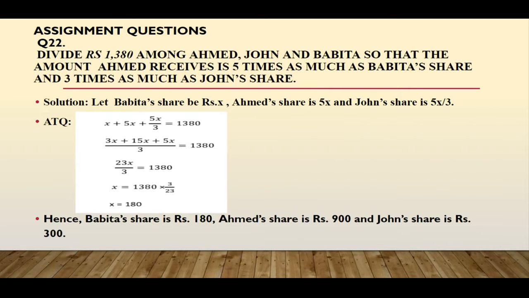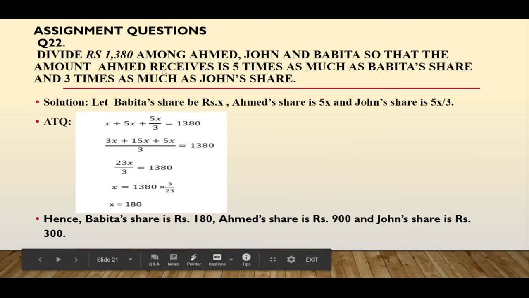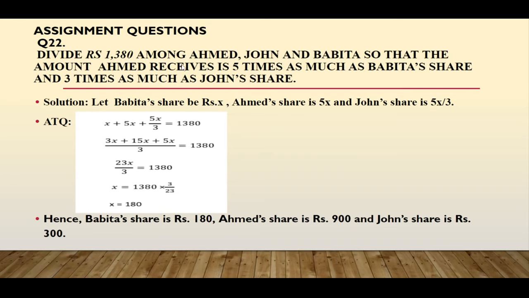Now we'll be having assignment questions. So what you need to do is you have rupees 1380 and you need to divide among Ahmed, John, and Babita so that the amount Ahmed receives is 5 times as much as Babita's share and 3 times as much as John's share. For the time being, let's forget about John's share. Ahmed receives how many times of Babita's share? 5 times. So we can let Babita's share as x. Since Ahmed has got 5 times of this, Ahmed's share will be 5x.